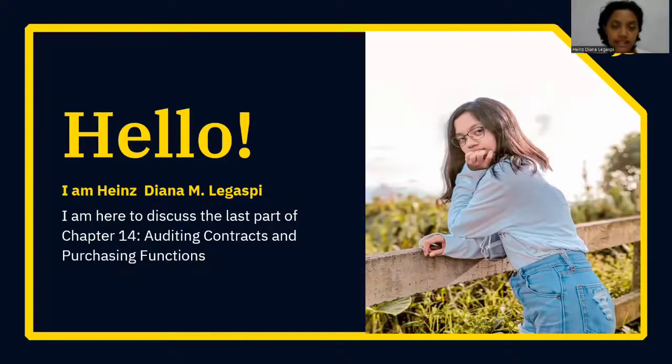Good day, I am Heinz Legaspi, the last presenter of our group. I will be discussing the last part of Chapter 14, Auditing Contracts and Purchasing Functions. So we will go through 3 different parts: valuing of work for interim payment, contractor's final account, and the last is review of project alternate performance. So let us start with the first part.